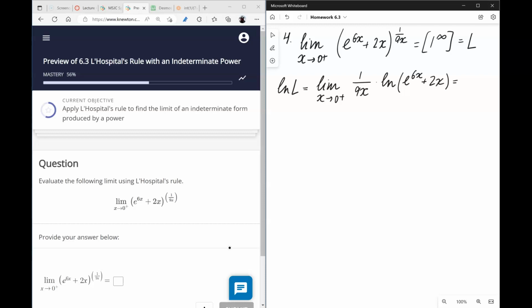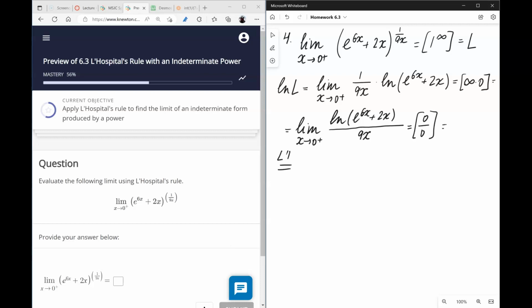And now we're going to rewrite it. Right now it's infinity times 0. So we're going to rewrite it as a ratio. And now we have 0 over 0. So we can use L'Hopital's rule. And according to L'Hopital's rule, we just differentiate the numerator and the denominator.